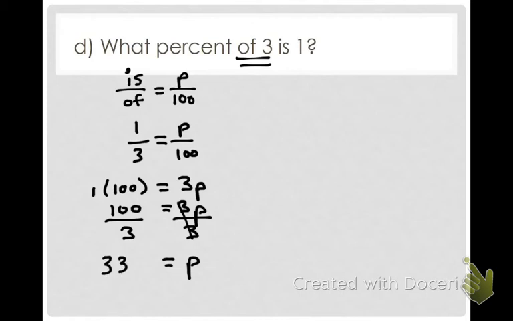Okay, 33.3 repeating. Now let's go back. My question asks me what percent of 3 is 1. So do I need to attach anything to that?